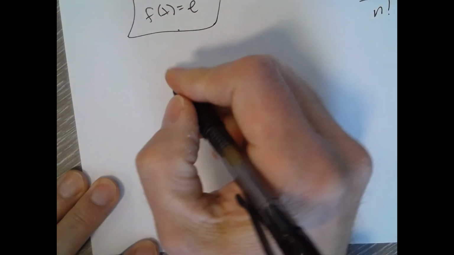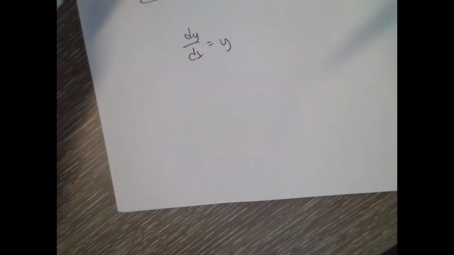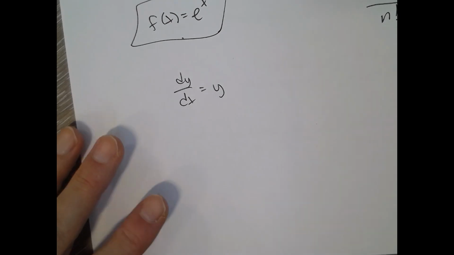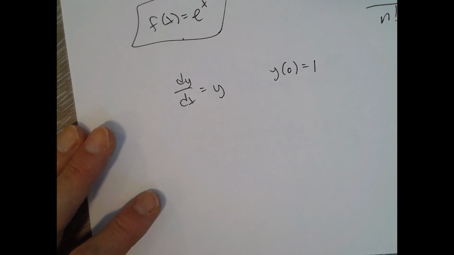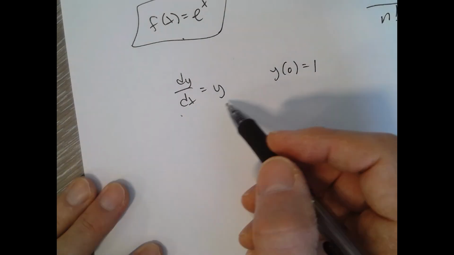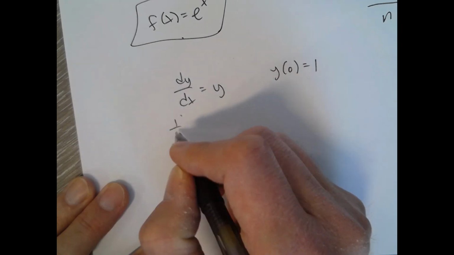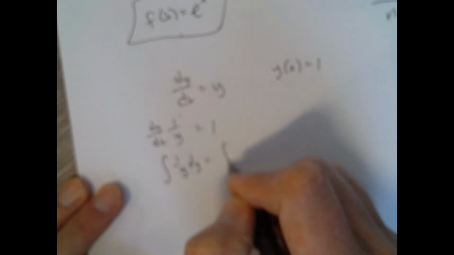We know that dy dx is just equal to y because the function itself is equal to the derivative. And we also know y of 0 is 1. So given that information, could we find our original function if the derivative is equal to the function? So we have to divide by y, so it's 1 over y. Integrate both sides, so the integral of 1 over y dy equals integral of 1 dx.